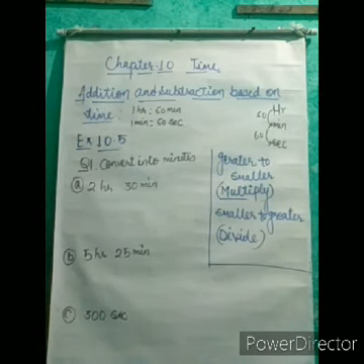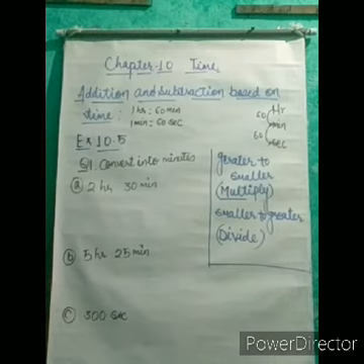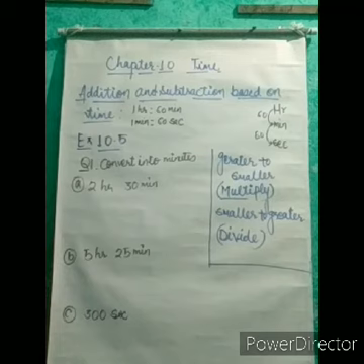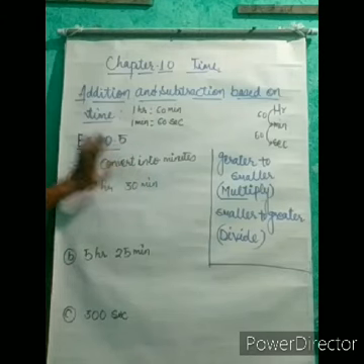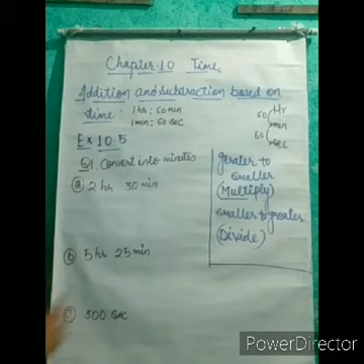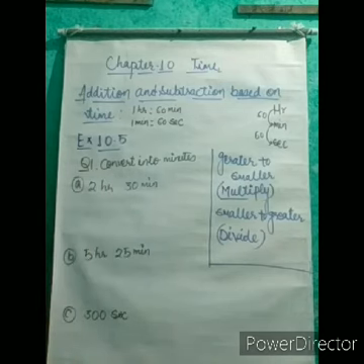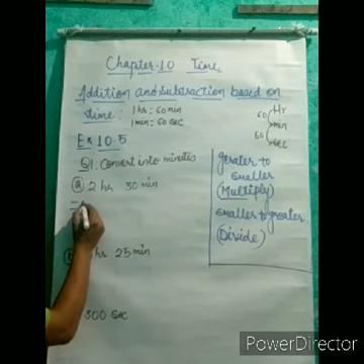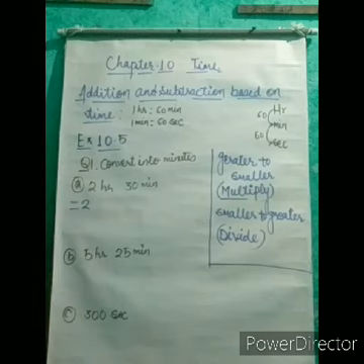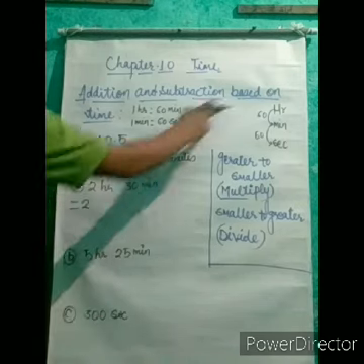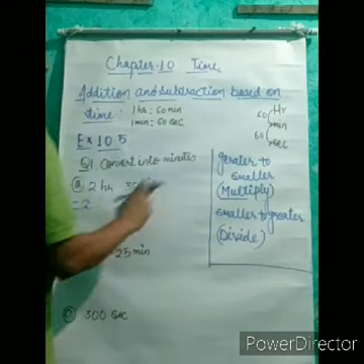Now we will see question number 1, part A: 2 hours 30 minutes. We have to convert this into minutes. This 30 is already given in minutes. We are converting the hours into minutes. So what will we do? This 2, you know that we are converting hours into minutes, which means greater to smaller.